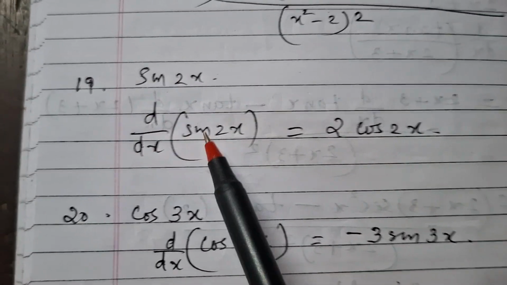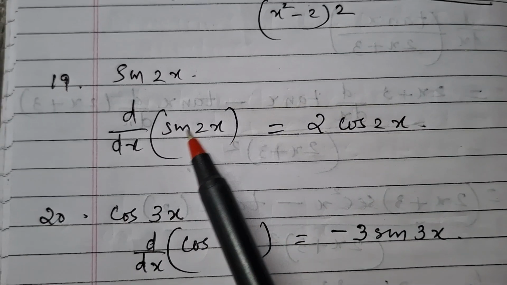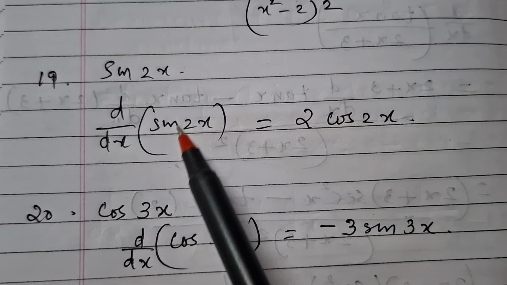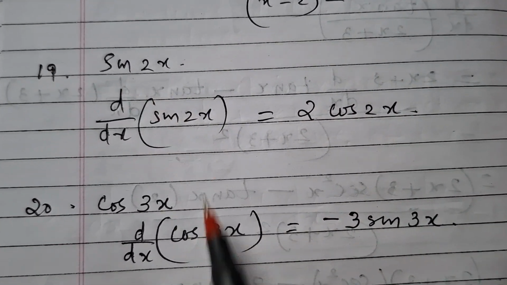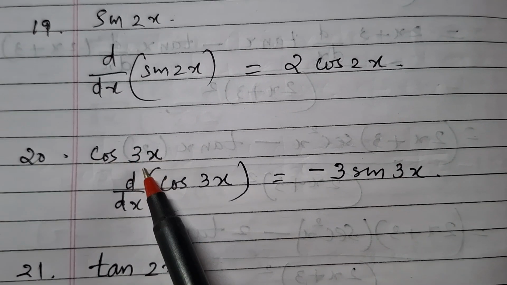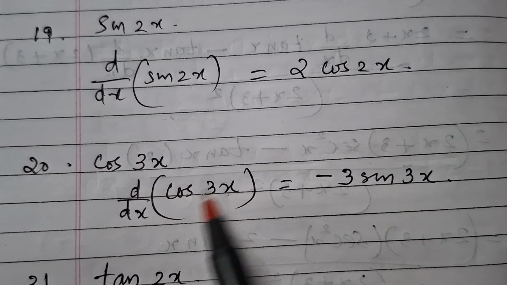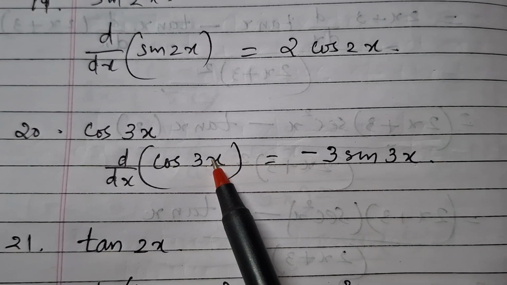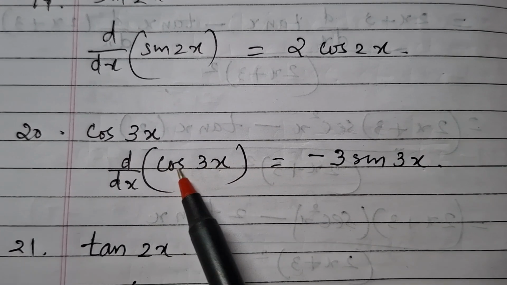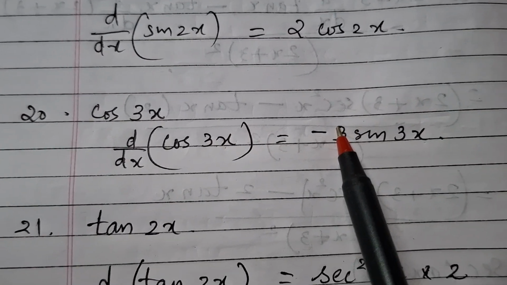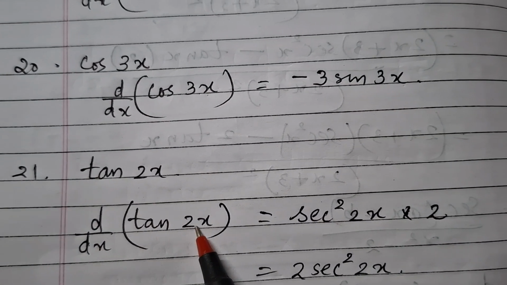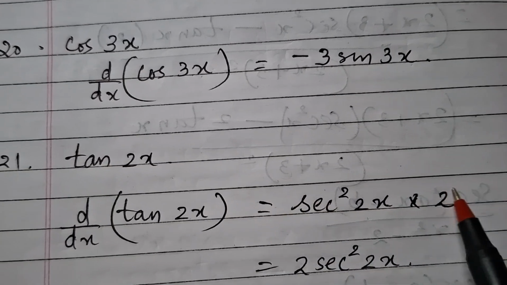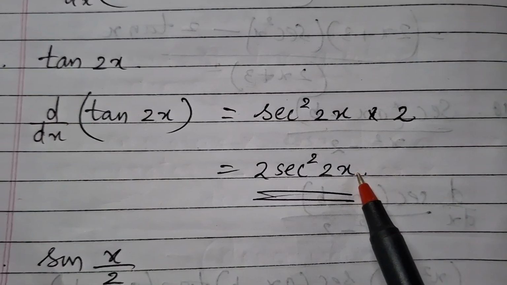Question number 19. d by dx of sin x, that we know, is cos x. So sin 2x will be cos 2x into this 2 you have to multiply. That is question number 19. Then question number 20, cos 3x. d by dx of cos x is what? Minus sin x. So here 3x, similarly minus sin 3x, into that 3 also we have to multiply, so minus 3 sin 3x. Then d by dx of tan 2x. Tan x derivative is sec square x. So tan 2x means sec square 2x, into that 2 also we have to multiply. So it will be 2 sec square 2x.